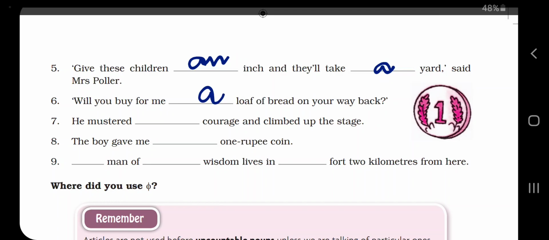He mustered courage. Now see here, it's not countable. He mustered courage, simply. We do not need any article over here. He mustered courage and climbed up the stage.